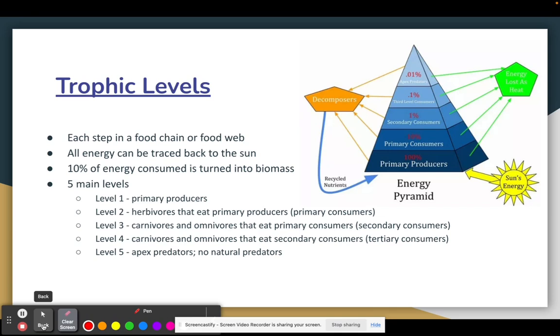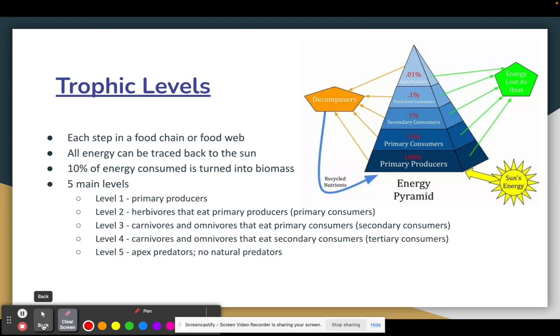Then level 3 would be the carnivores and the omnivores that eat the primary consumers. In addition to our primary consumer being a deer, you might also have a mouse and things like that. So the level 3 secondary consumers may be like the snake that might eat that mouse. Now, level 4 is the carnivores and the omnivores that eat the secondary consumers. So maybe you have another organism that will come and eat the snake. And then finally, you have your apex predators, which are the ones that have no natural predators whatsoever that will come and eat the third level consumer.